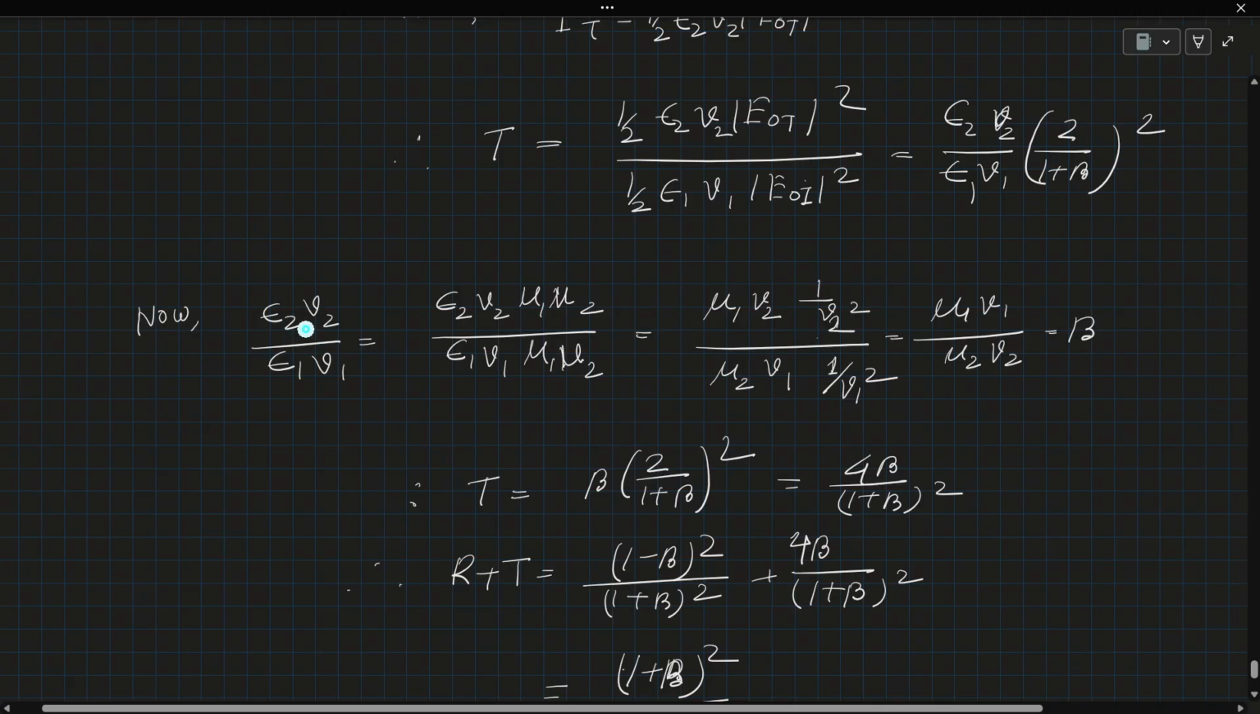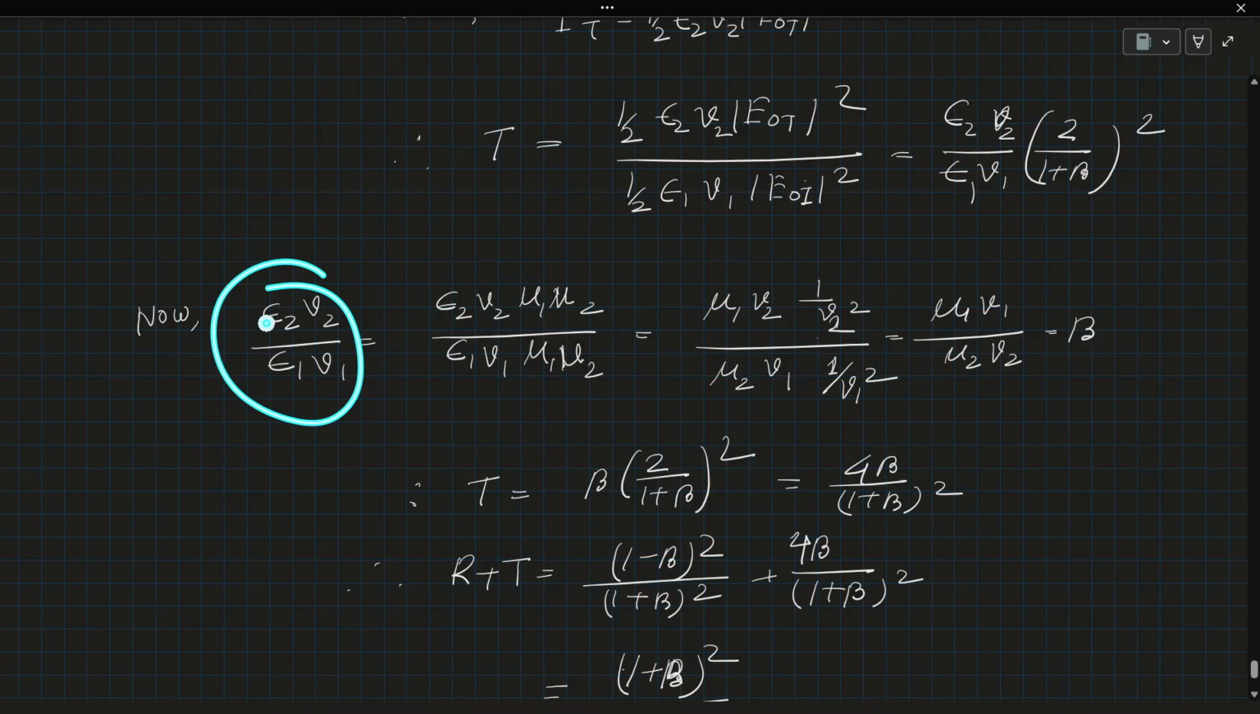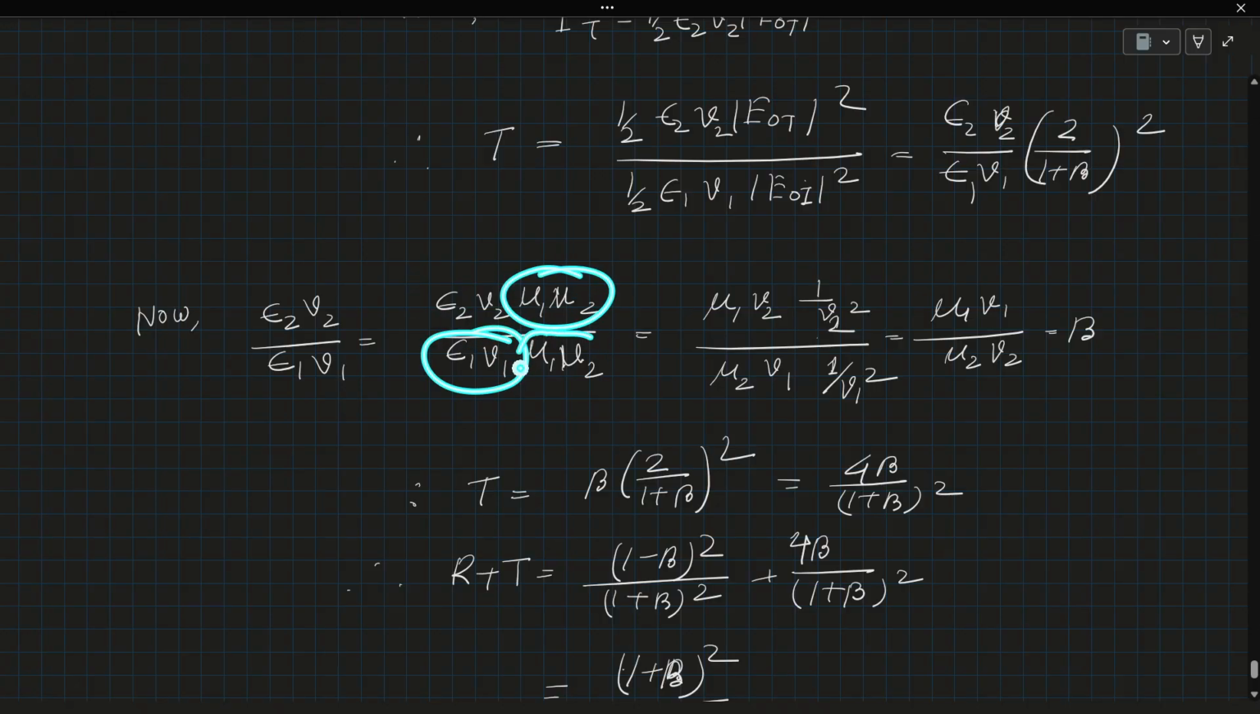Okay, so now what I am going to do, as you can see in this term, I am going to multiply both the denominator and numerator by mu1 mu2. So let's multiply it: epsilon 2 v2 into mu1 mu2, similarly epsilon 1 v1 into mu1 mu2, right?